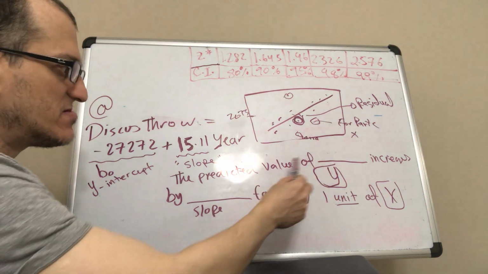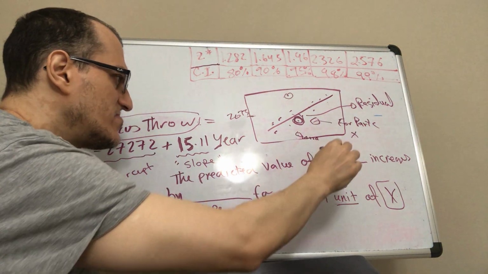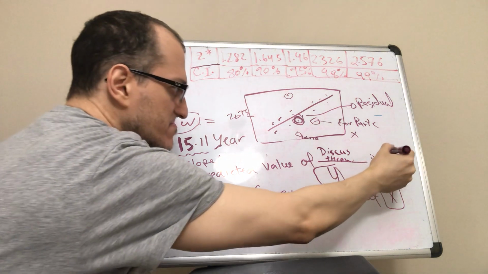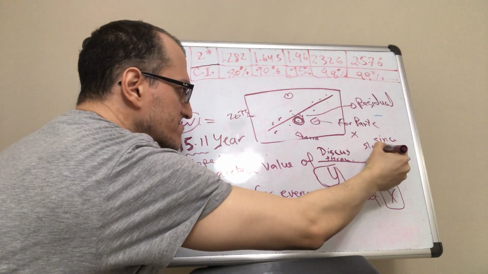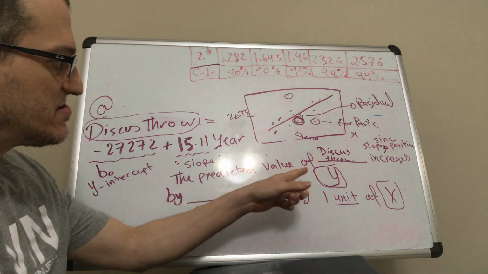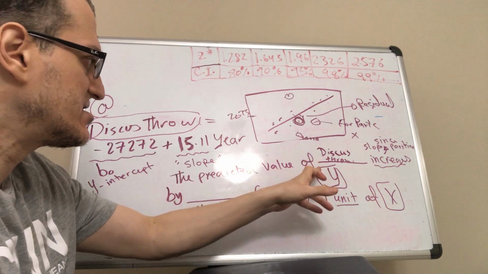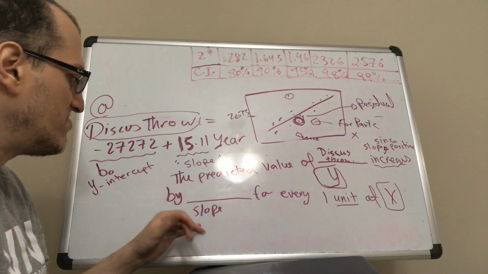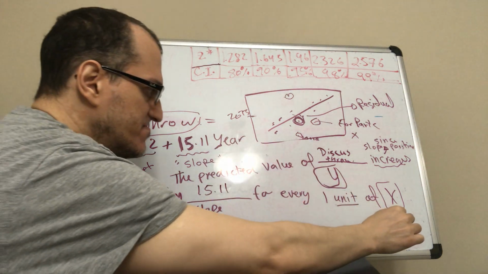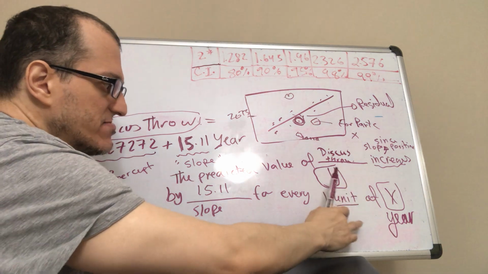But instead of y, it says the predicted value of y. Instead of y would be whatever the equation is. It's for the discus throw. So the expected value of discus throw increases since the slope is positive. And if it was negative, you would say decreases. So again, only the parts I have underlined change according to the question. So y would be the main thing in the equation. So the predicted value of discus throw increases because the slope is positive by, and you put the value of the slope, for every 1 unit of x. And we know x is year. And instead of unit, you could say for every 1 year or whatever, or 1 unit, doesn't matter.